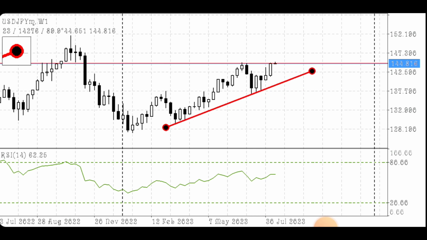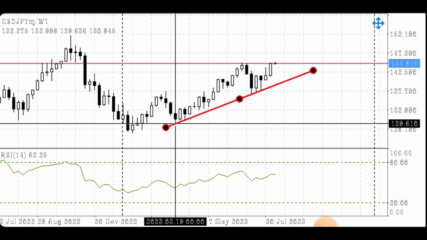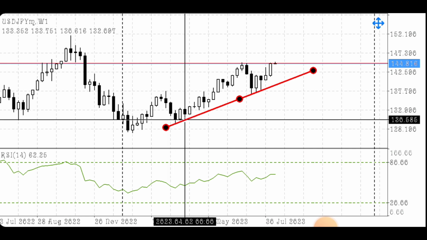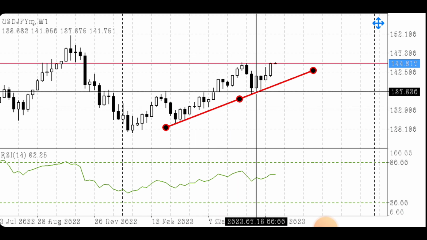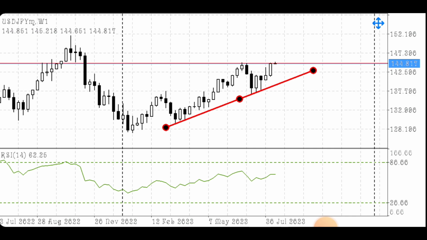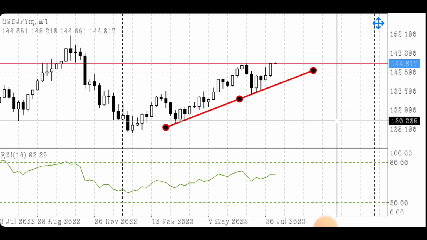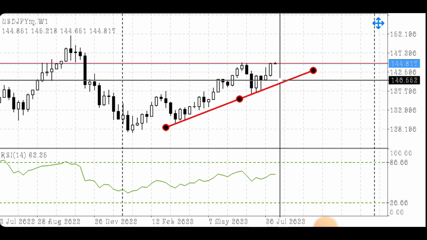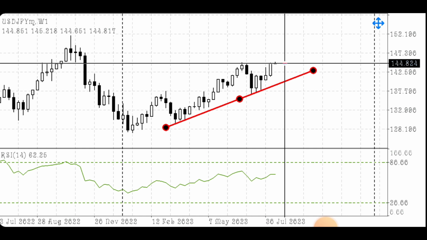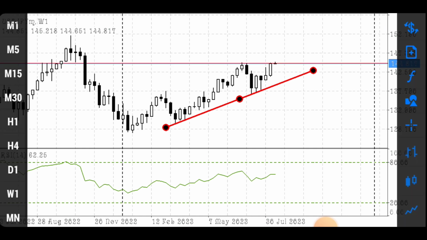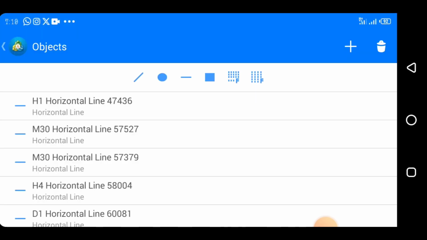So as you can see, numerous perfect entries. This is a perfect entry to buy. Another perfect entry to buy, perfect entry to buy. Right, but that is not our focus. Now our focus is, look at the weekly chart. You would notice that the market is on a resistance level.